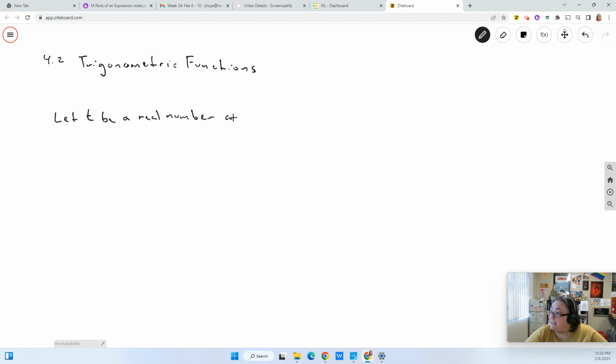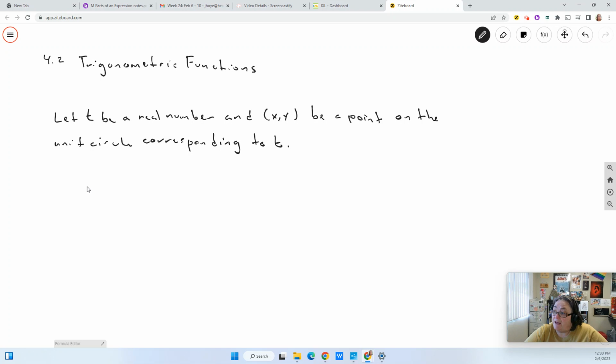And we are going to let X and Y be a point on a unit circle, which is kind of what X and Y is for us always, right? It's like a point on a plane, corresponding to t.